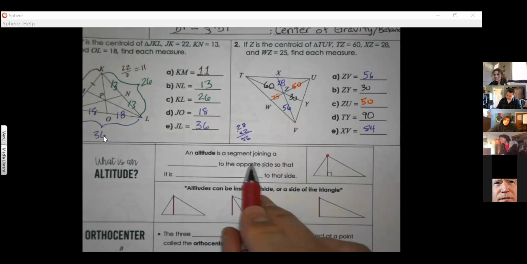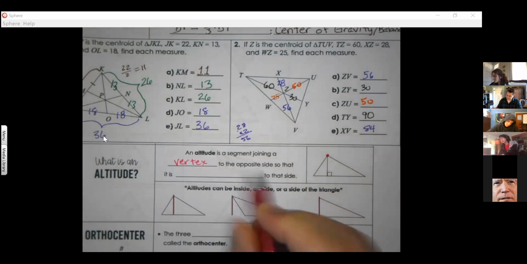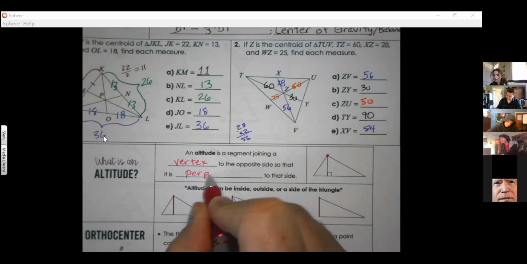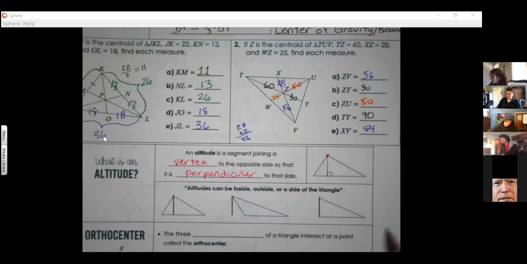So an altitude is a segment joining a vertex to the opposite side so that it is perpendicular to that side. And in different triangles, that might look different. This is a traditional acute triangle. What we'd find is that the altitude drops through the middle-ish, in the interior, at least, of the triangle, as we'd expect. But here's an interesting one.